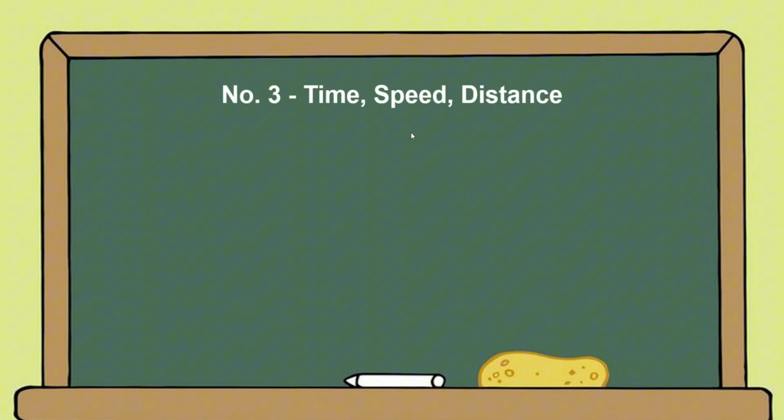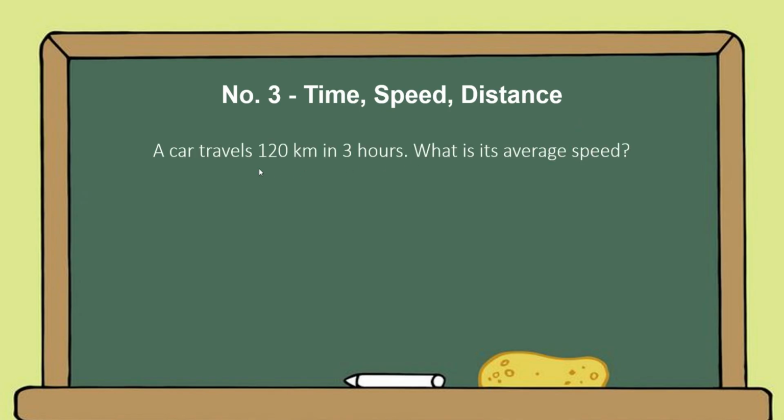Next math problem. Question Number 3. Time, speed, distance. A time, speed, distance math problem is a word problem that involves calculating one of the 3 quantities, speed, distance, or time, when the other 2 are known. Another example for this math problem is here.